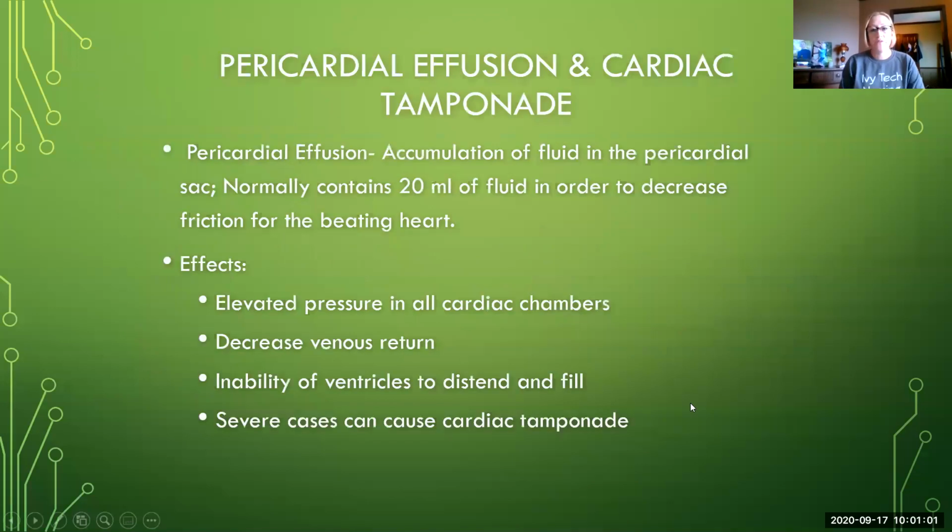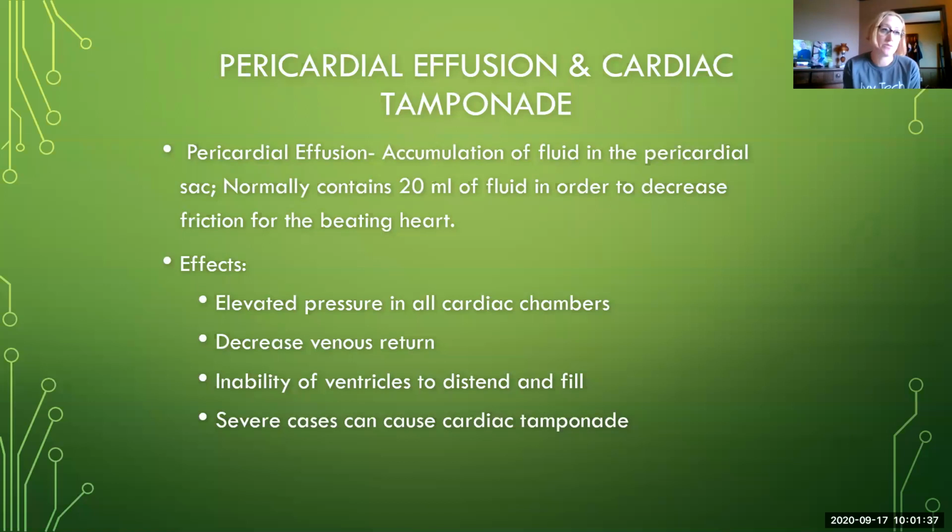Then we have pericardial effusions and cardiac tamponade. Pericardial effusions can lead to a cardiac tamponade if severe enough. An effusion itself is an accumulation of fluid in the pericardial sac. Our pericardial sac normally contains 20 milliliters of fluid in order to decrease friction on the beating heart. With a pericardial effusion, it'll elevate pressures in all the cardiac chambers, decrease venous return, and cause the inability of the ventricles to distend and fill.